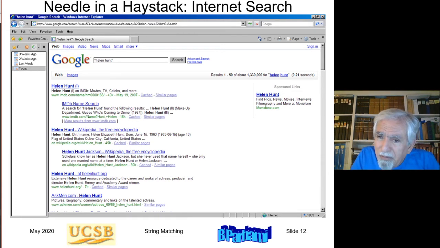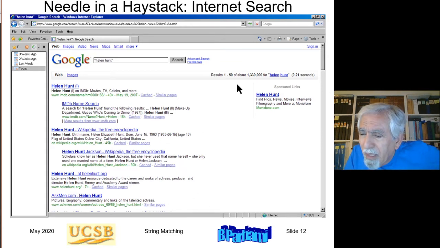So here's an example of an internet search actually conducted on my computer. So I put Helen Hunt inside quotes in the search box and press search, and here is what comes out. And it says that there are 1,330,000 hits or pages on the internet that contain that string. And this happens within a fraction of a second.